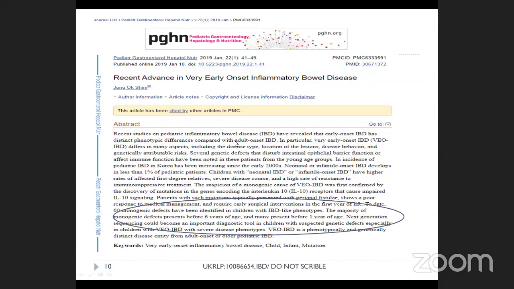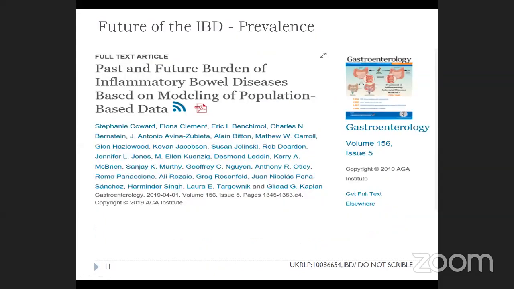The criteria to say that it is early onset inflammatory bowel disease is 6 years of age, and they have found there is a gene mutation in the IL-10 receptor that is impairing IL-10 signaling. So any patient who has an IL-10 signaling mutation or interleukin 10 receptor mutation may have early onset or very early onset inflammatory bowel diseases, and that is called VEOIBD.